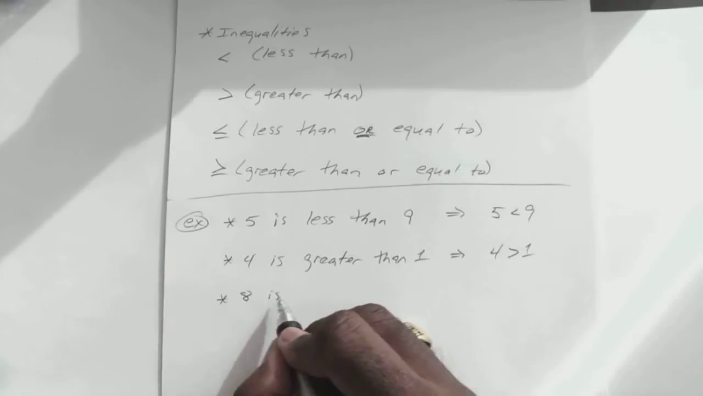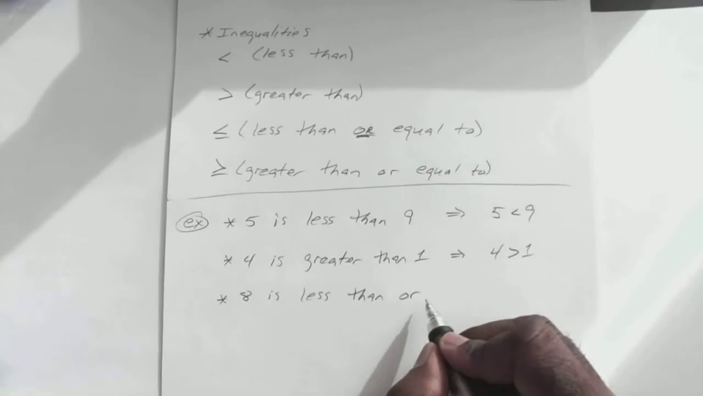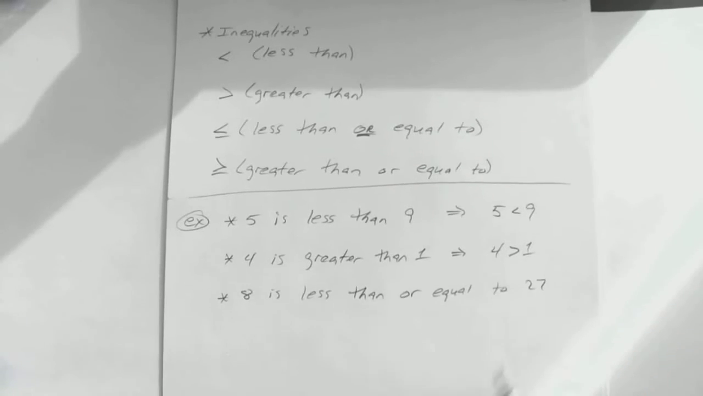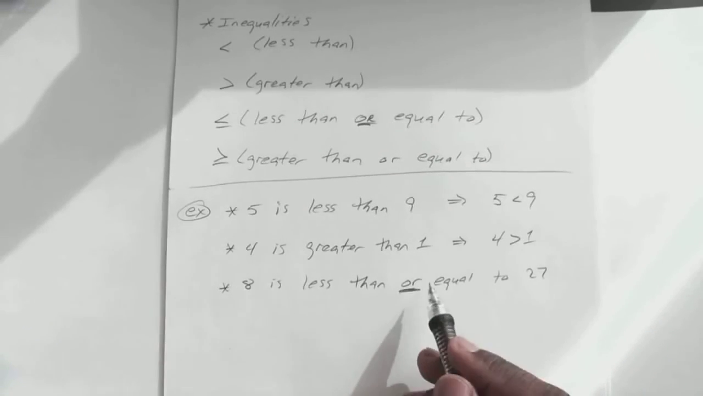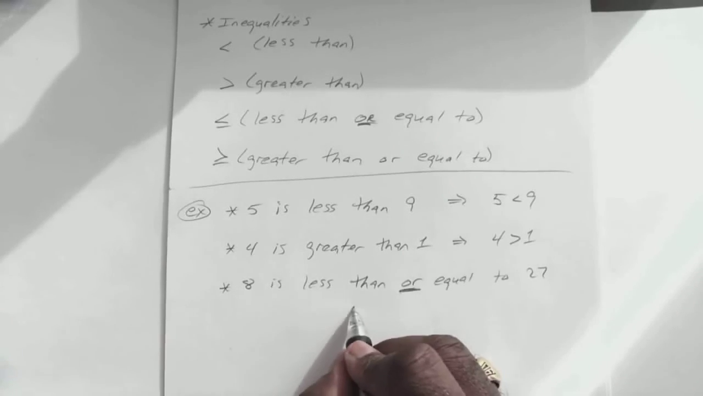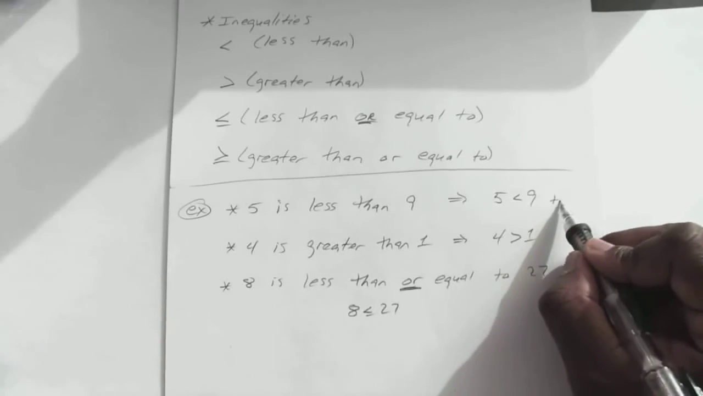Or 8 is less than or equal to 27. That means it can be either less than or equal to, either one would make it true. So 8 is less than or equal to 27. So all of these are true.